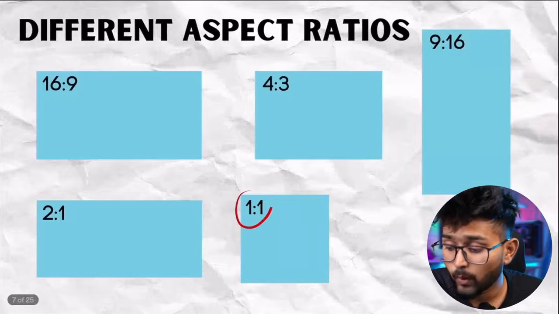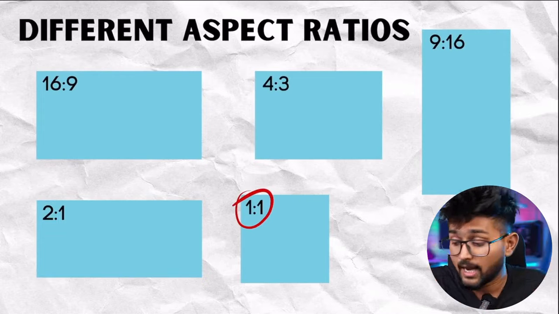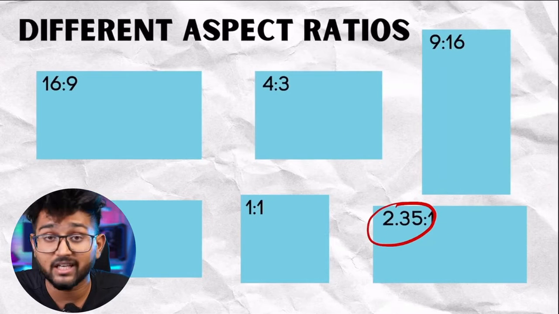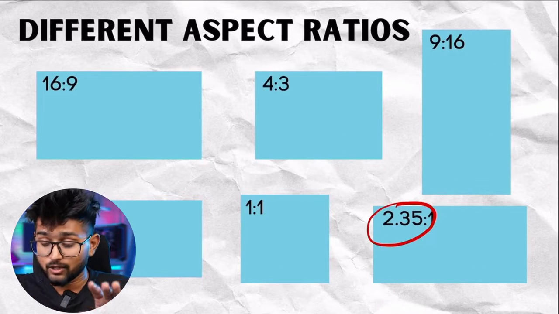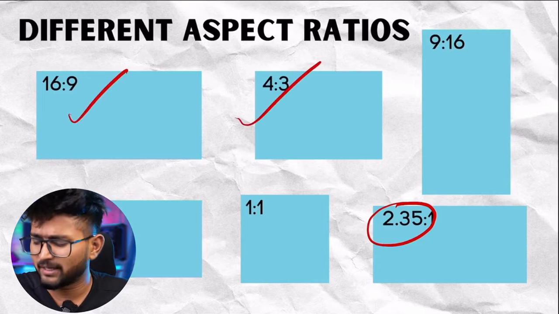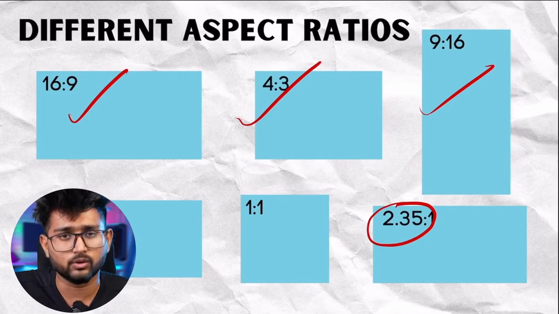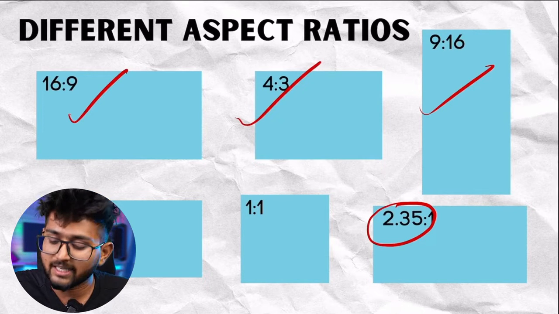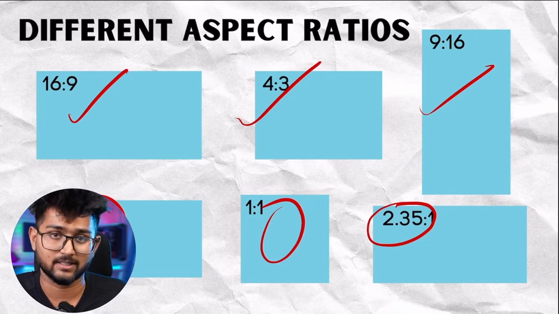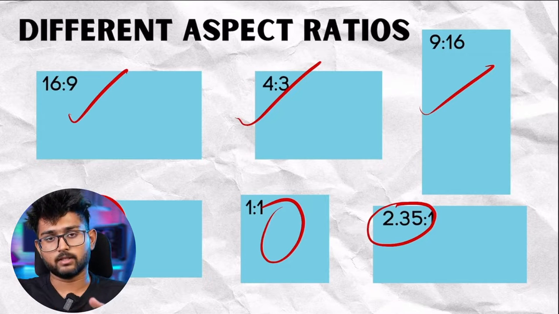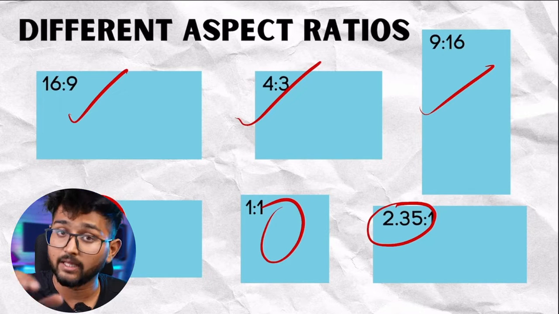And then we have 1:1, which is the square one, right? And then we have something called 2.35:1, right? So what are all these aspect ratios? Where are all these used? Why do we use certain kinds of things in certain edits? That is the concept, that is the entire thing that we're going to learn in this class.